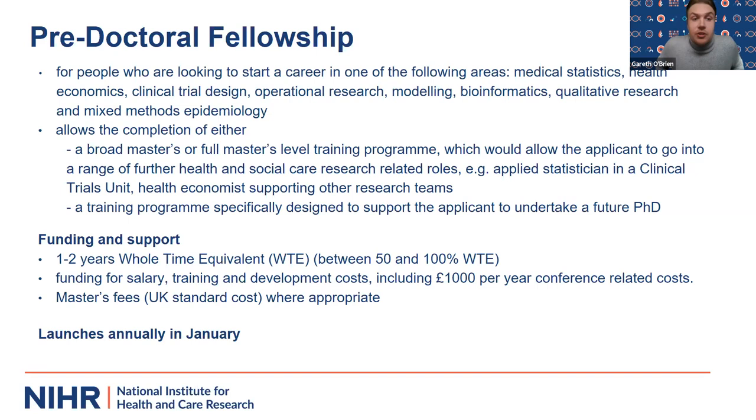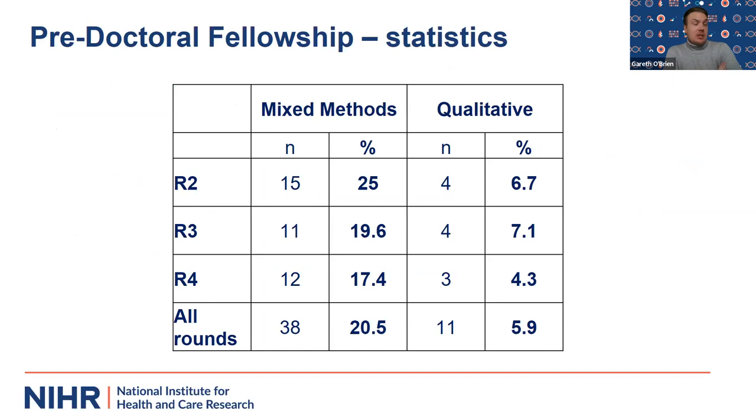I thought it would be interesting to share a couple of statistics as part of this presentation with you. So these are the type of applications that we see. As you can see, generally speaking, as a percentage for both mixed methods and qualitative research, we see somewhere between 25% and 32% across the rounds that the applications make up from these disciplines. So I think for me, that just shows the scope to increase the number of applications we get through mixed methods and qualitative as part of this scheme, because it's quite a low percentage at the moment for the applications that we receive.